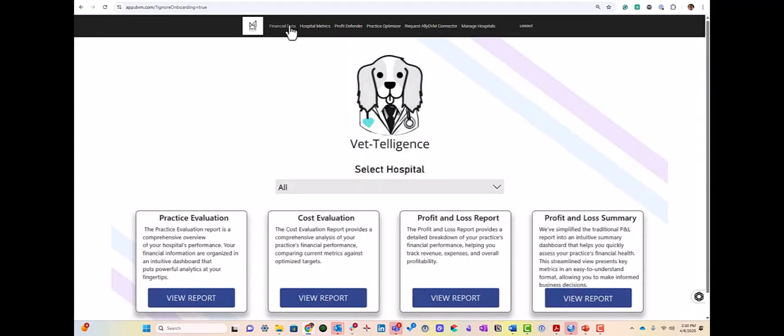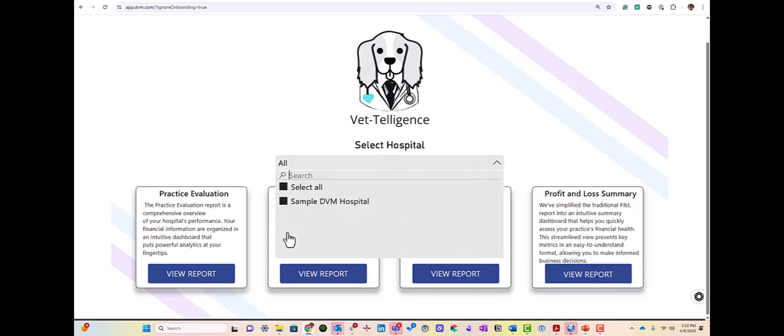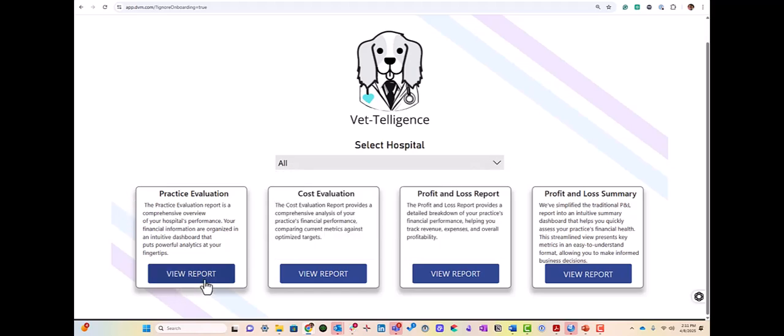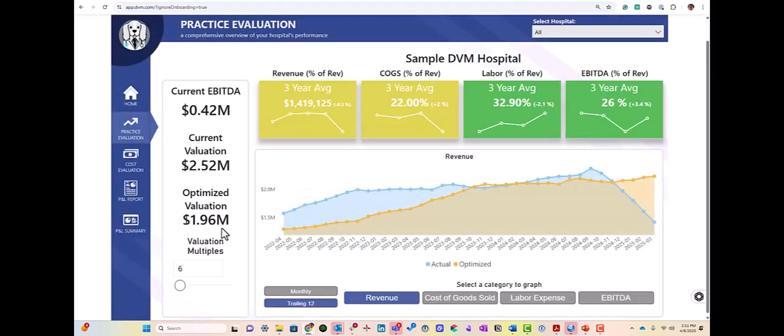So the financial data section is everything that comes from QuickBooks Online. When you come in here, you're going to see this screen. You'll see your hospital. If you have multiple hospitals, you'll be able to select which hospital you want to look at, or you can look at them all combined. And then you can go into view the practice evaluation. What that's going to do is bring up this opening page that just gives you a lot of detailed information about your practice.